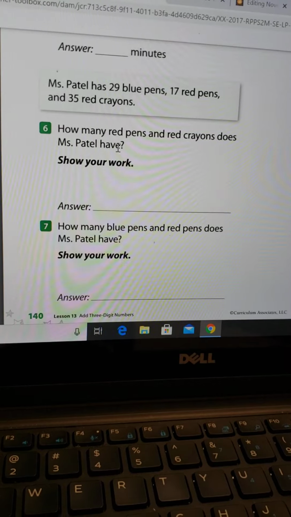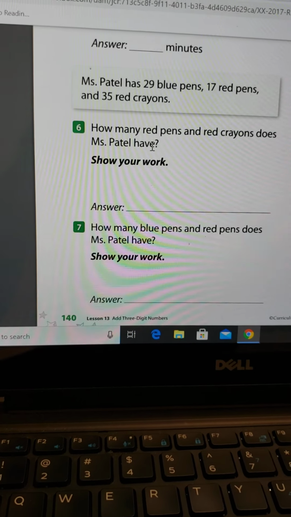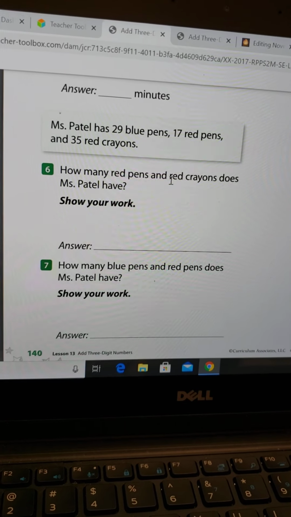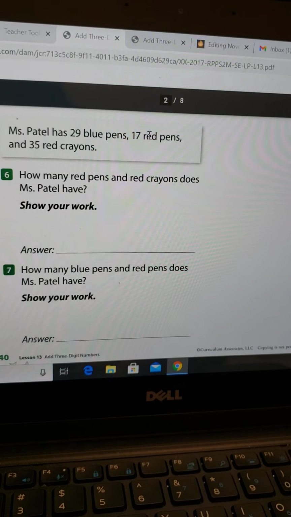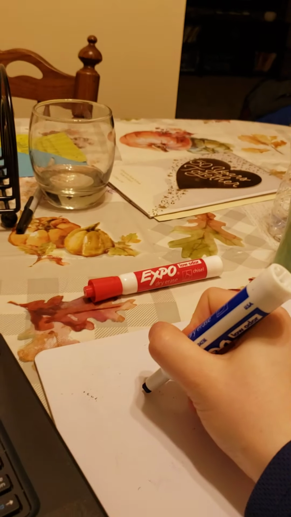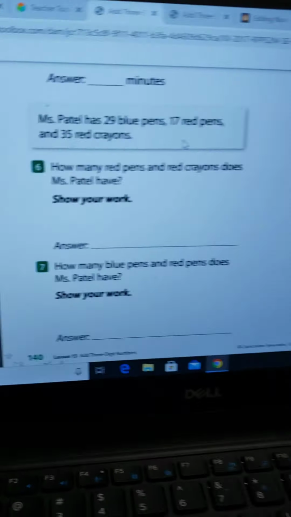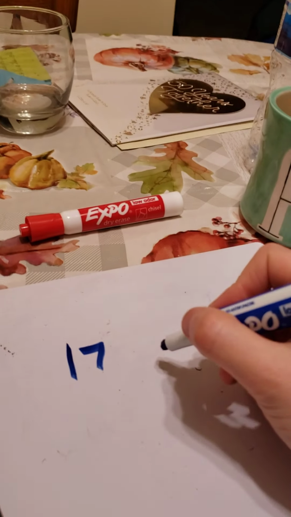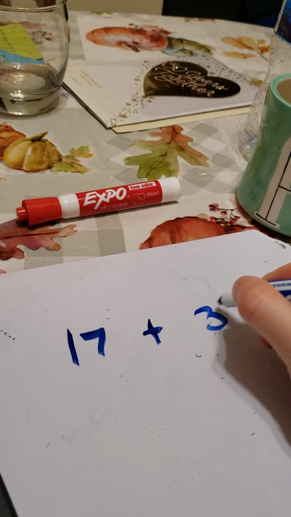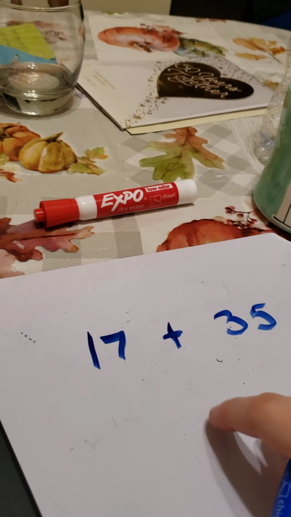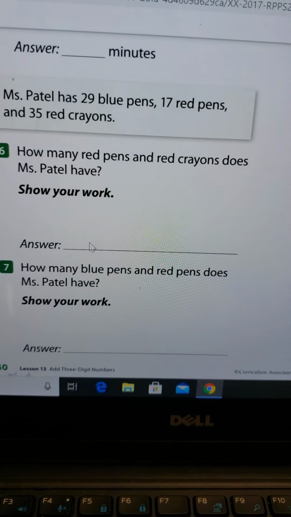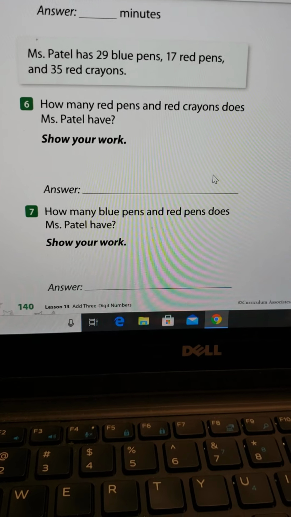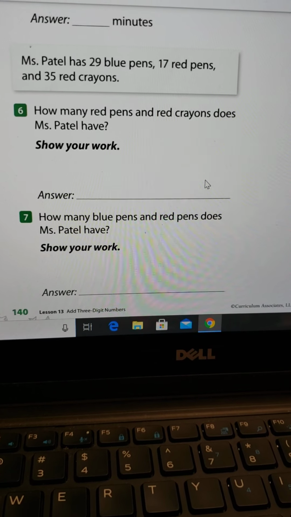Okay, so for number 6, I'm going to write on my whiteboard. I'm going to give you a little bit of a head start, okay? On number 6, I'm adding my red pens, which if I look right here, it says I have 17, okay? 17. And red crayons. So for number 6, I'm adding 17 plus 35. I want you to bubble that and find the answer. And your answer is going to go right here. Okay? You can do it. We have done it lots and lots and lots together in class. Okay? Right now we're just practicing our 2-digit adding.